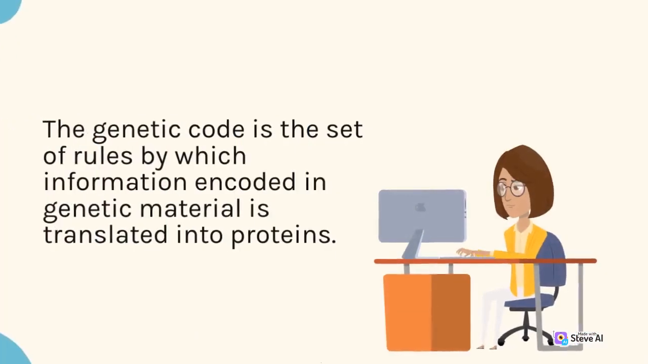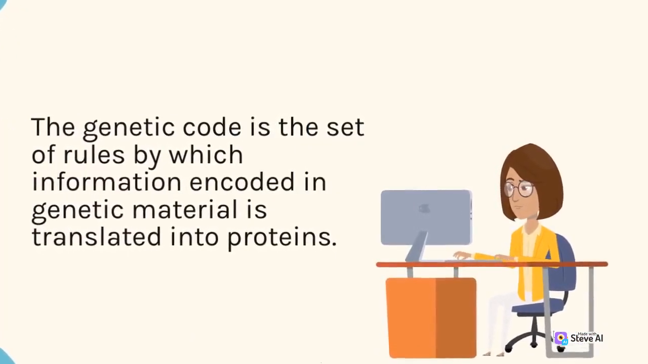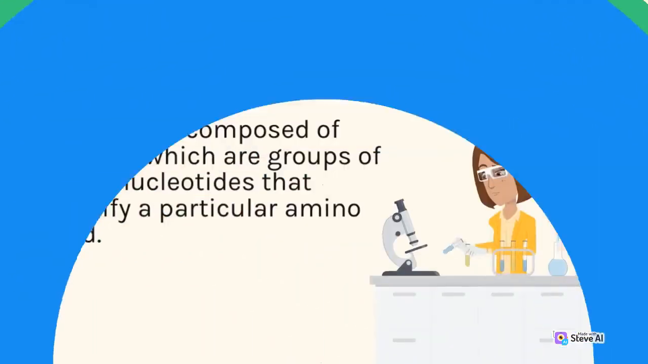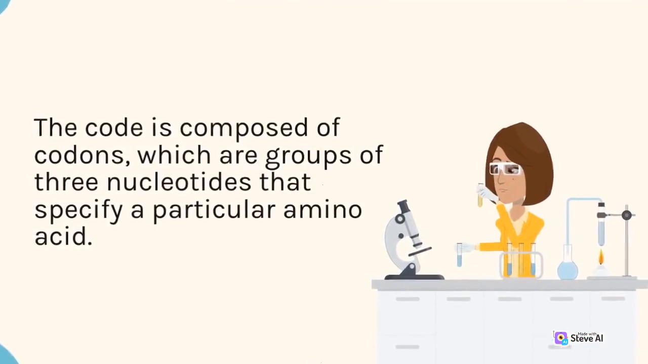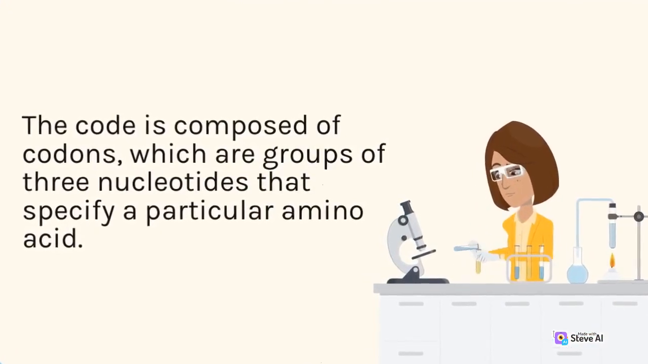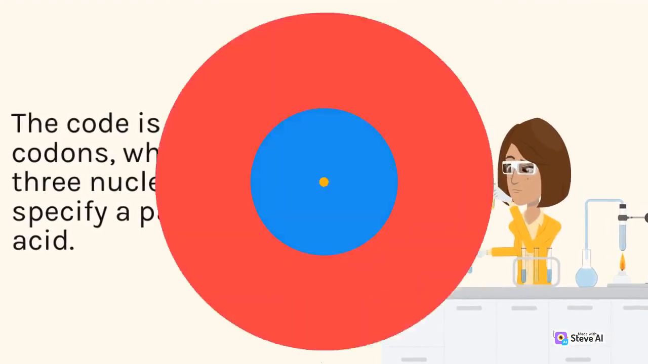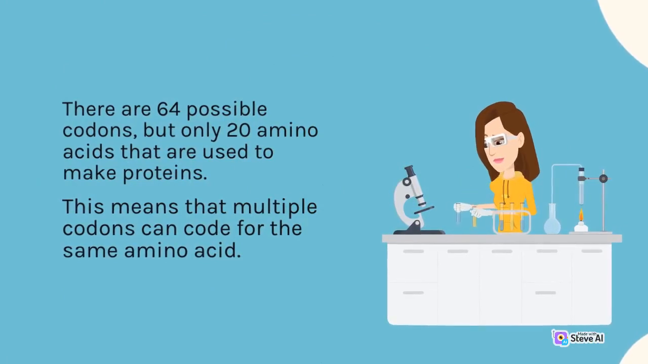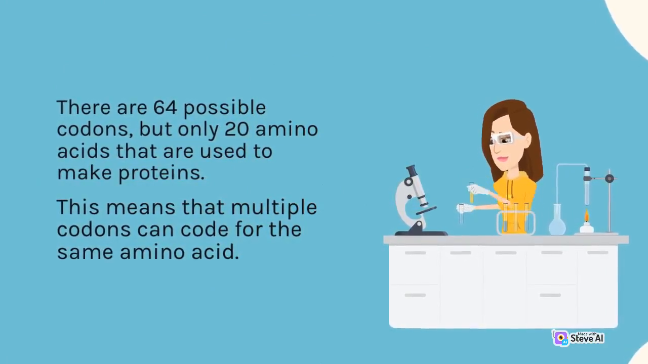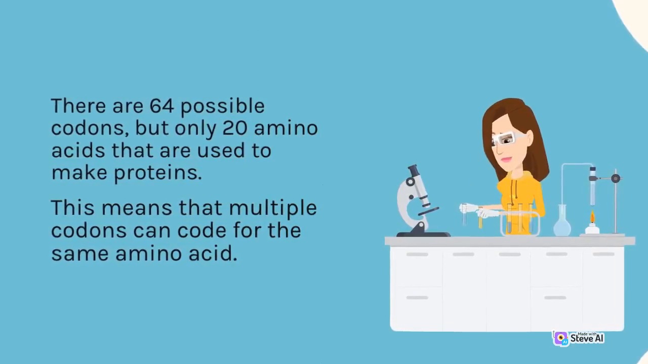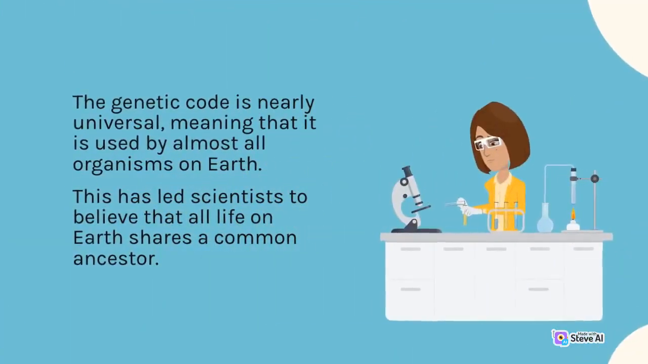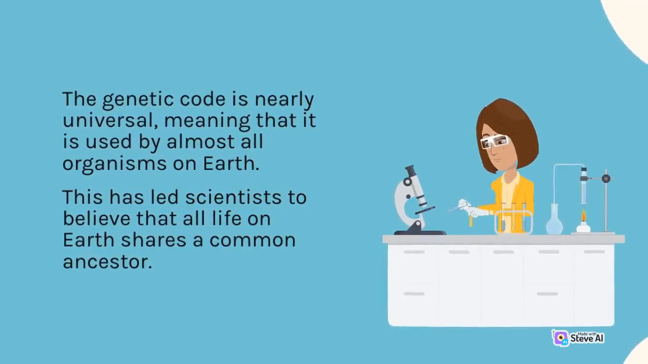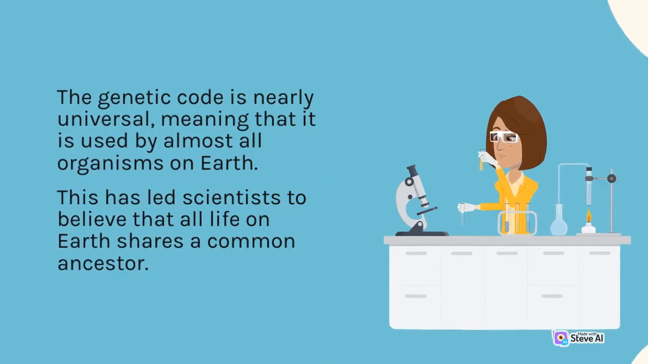The genetic code is the set of rules by which information encoded in genetic material is translated into proteins. The code is composed of codons, which are groups of 3 nucleotides that specify a particular amino acid. There are 64 possible codons, but only 20 amino acids that are used to make proteins. This means that multiple codons can code for the same amino acid. The genetic code is nearly universal, meaning that it is used by almost all organisms on Earth. This has led scientists to believe that all life on Earth shares a common ancestor.